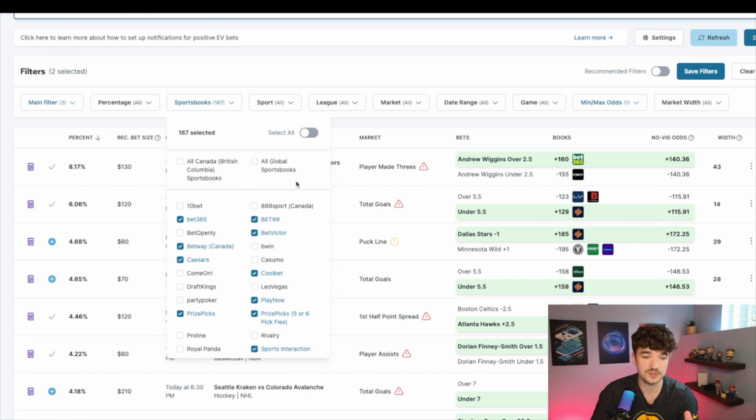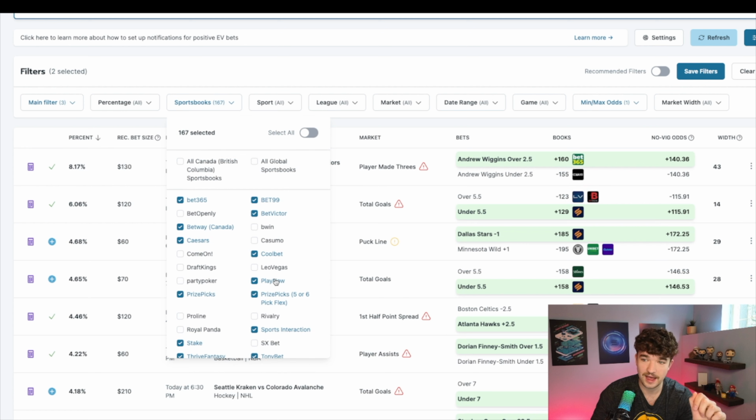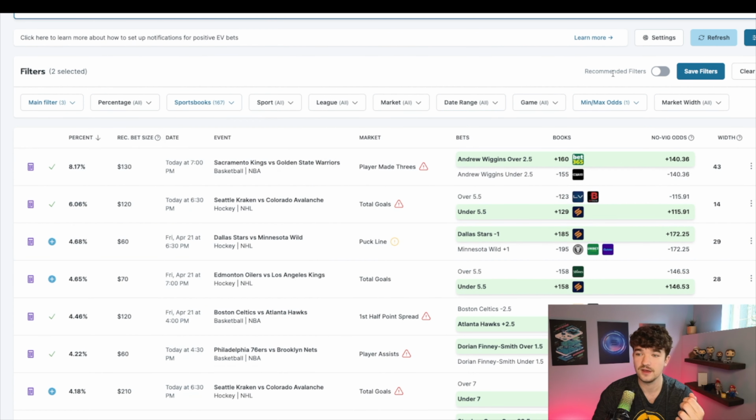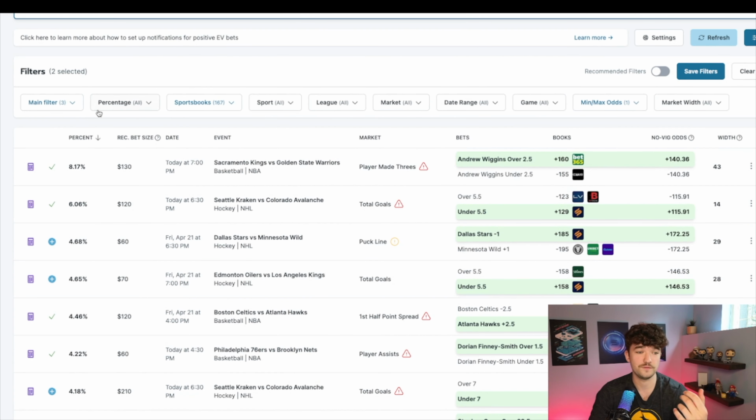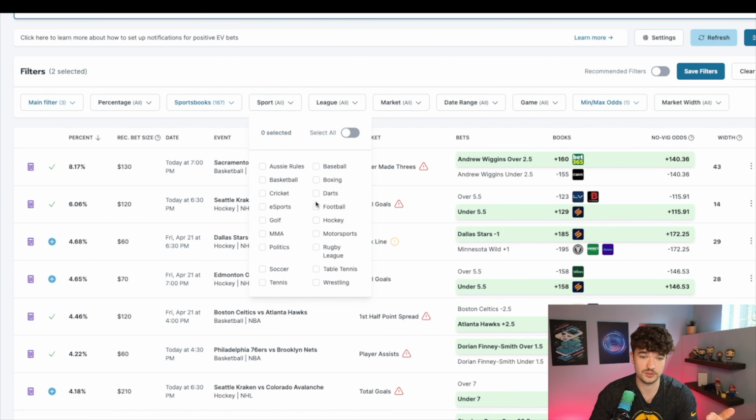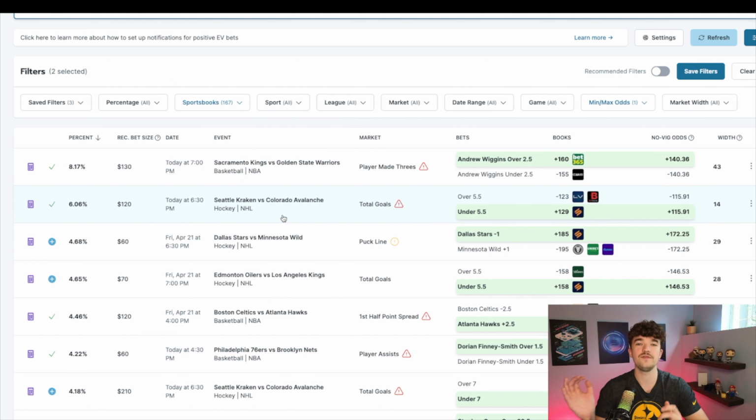Once you set it, you can check off all the books that you have or uncheck the books that you don't have. You can just save the filter, enter the name of it, and you're good to go. You can also filter based on the actual sport. You can go sport, you can go league, all of that. It's very customizable. For me, my filters are as follows: sportsbooks, no minimum, a maximum of plus 190, and that's about it. I don't have recommended filters on. So as you can see, it's pretty customizable to what kind of sports bettor you are.